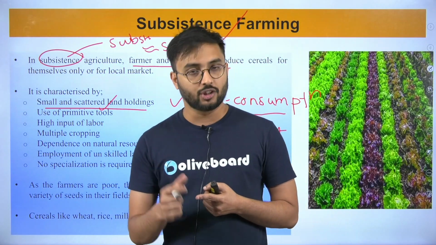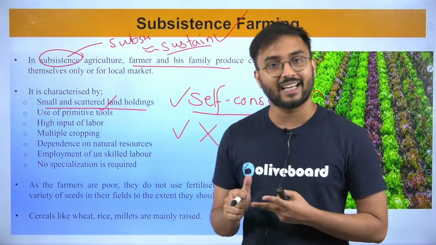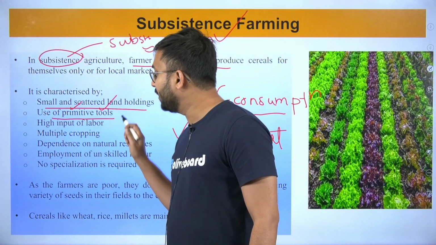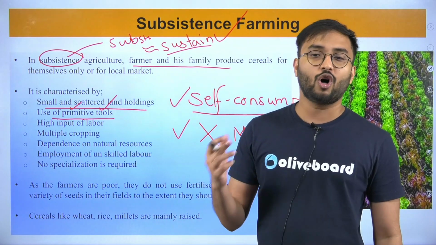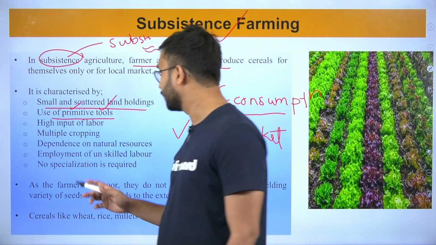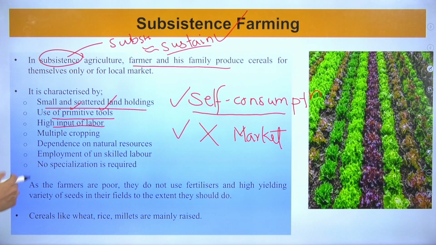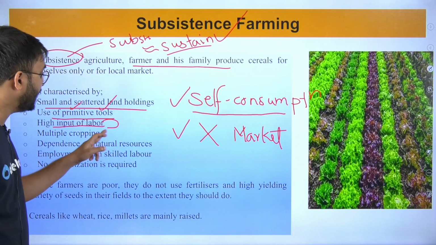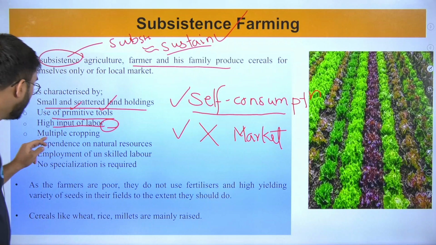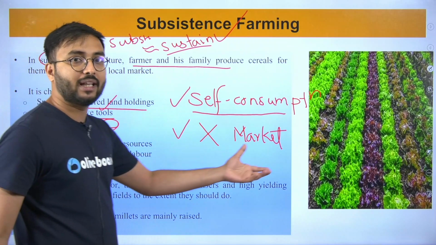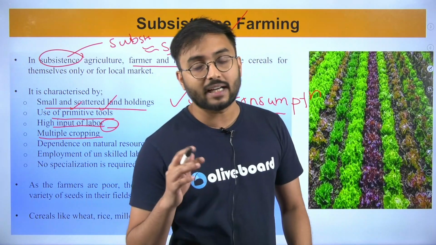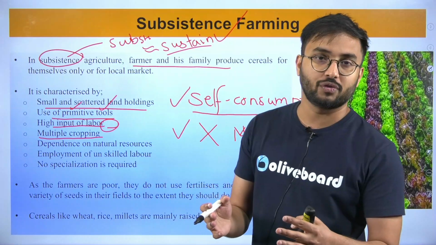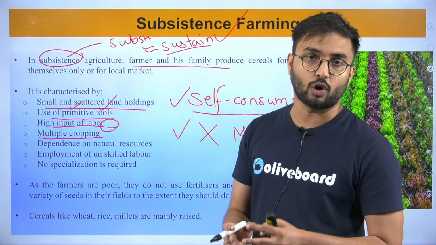For example, these are marginal farmers. They have lower land areas under cultivation, and therefore small and scattered land holdings. They use primitive tools and not advanced machines for the cultivation. The high input of labor results in overall family involvement in the agricultural practice. Multiple cropping is also carried out in subsistence farming, as they cannot do monocropping of rice, wheat or any other cereal because of the unavailability of a huge amount of capital.